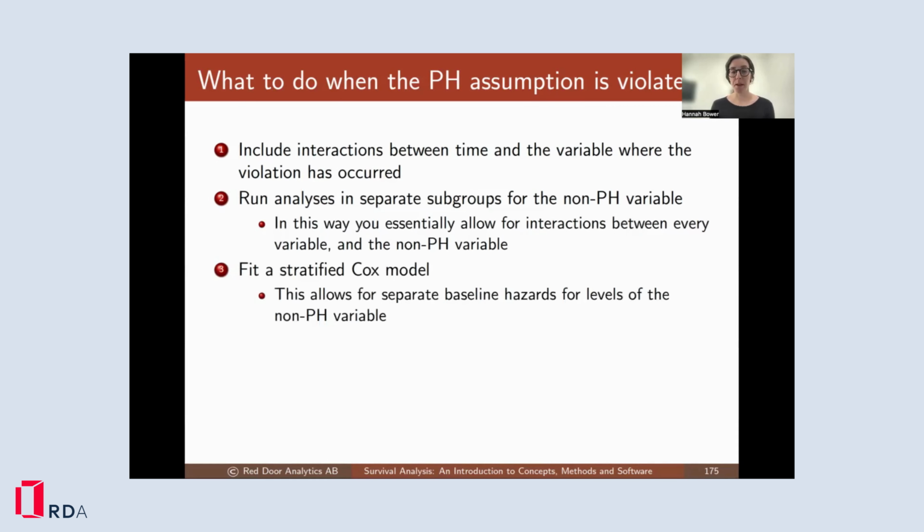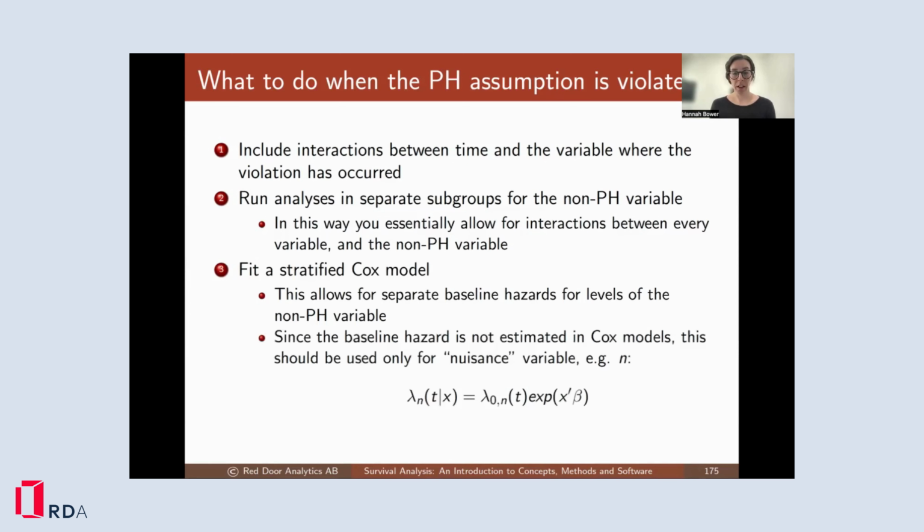Now, this allows for separate baseline hazards for the levels of the variable that we see non-proportional hazards for. But since the baseline hazard is not actually estimated in Cox models, this should only be used for nuisance variables, so variables that we're not actually interested in quantifying the effect of. And this is what a stratified Cox model looks like.